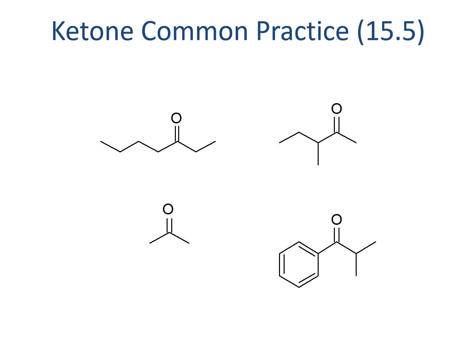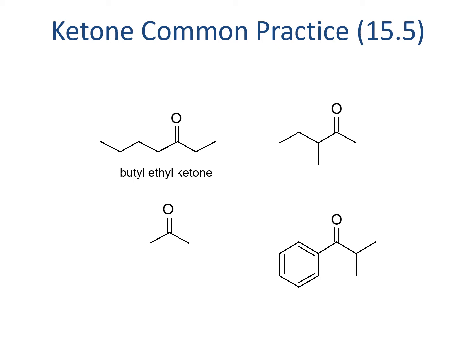Try naming these ketones in common form. Don't forget that the carbonyl carbon, that's the carbon double bonded to oxygen, is included in the word ketone, and it's not counted to either side chain. The first molecule is butyl ethyl ketone. Butyl is on the left, 4 carbons, and ethyl is on the right, and they're listed alphabetically.